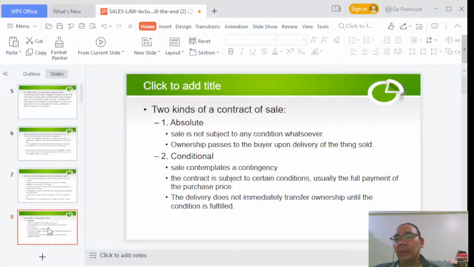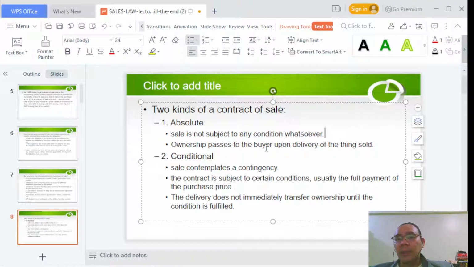So, nandito na tayo, 2 kinds of sale. Ito, absolute sale: the sale is not subject to any condition whatsoever. The ownership passes to the buyer upon the delivery of the things sold. Kakadiscuss ko lang nito kanina. Napakasimple niyan, kaliwaan. Benta ko sa'yo cellphone ko, 10,000. O, bilhin mo yung cellphone. Bayaran mo ako ng 10,000. Tapos kaliwaan na tayo.